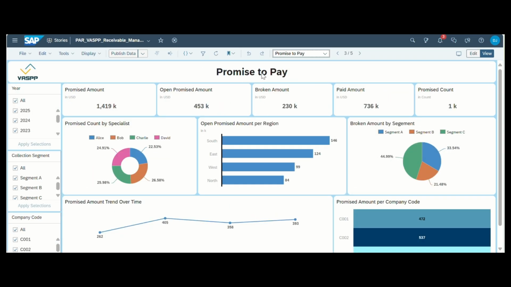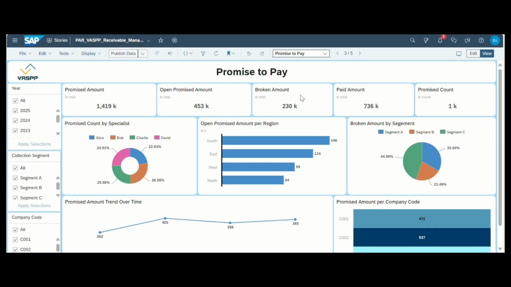Page 3, Promise to Pay, gauging collection intent and reliability. This page captures customer intent: what's promised, what's paid, and what's broken. We begin with promised amount, $1.42 million. These are commitments, not yet cash in hand, but future inflows. Out of this, $453,000 remains open, still pending. Meanwhile, $230,000 is broken, promises that failed, a major reliability concern.